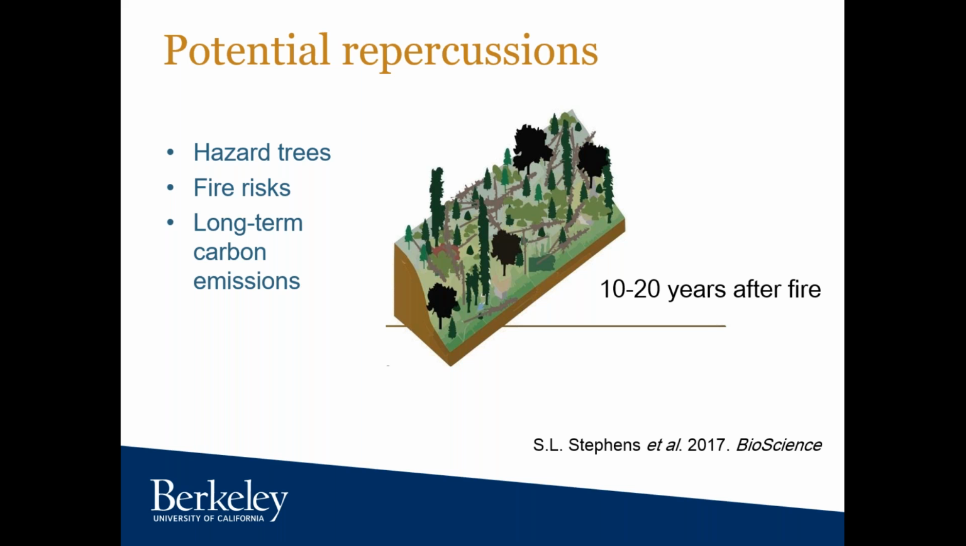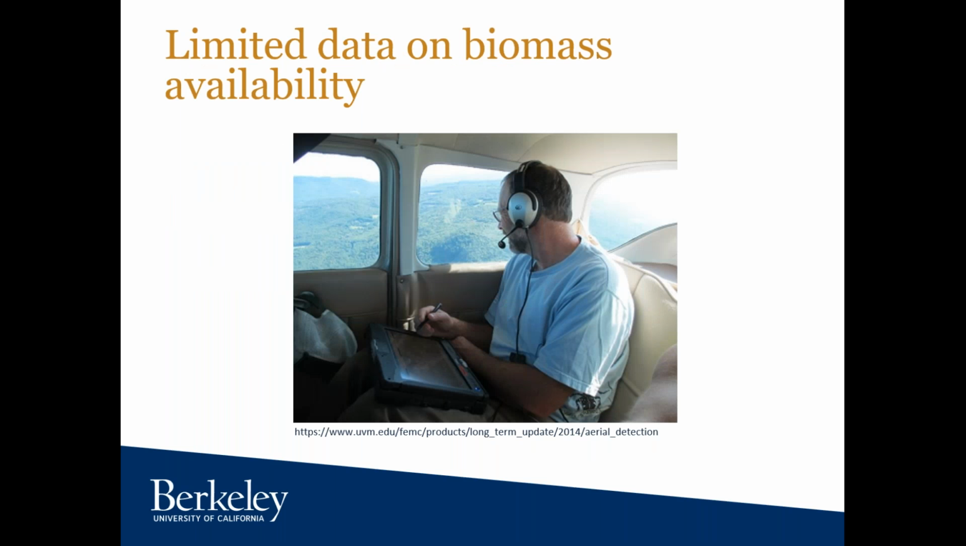So given all these potential risks, there has been quite a bit of interest in addressing tree mortality, but we are not well equipped with the best data available on where that tree mortality is and what it looks like. There is the potential to use more sophisticated methods to evaluate this, like satellite data, but right now what we're mostly relying on is aerial detection surveys, which are shown here.